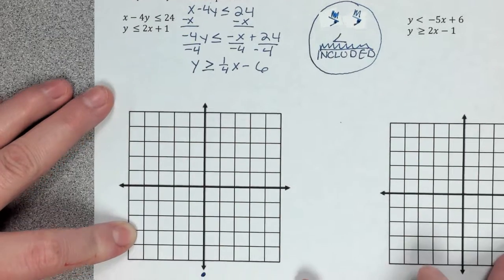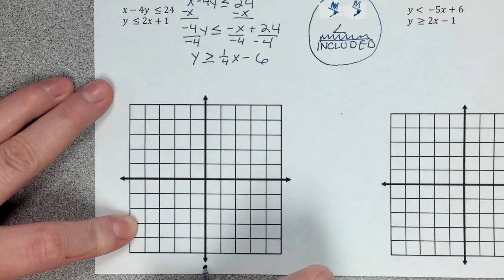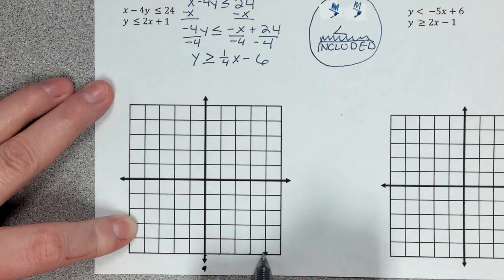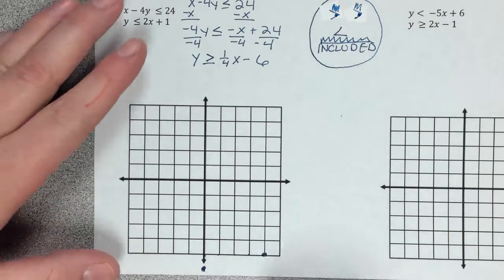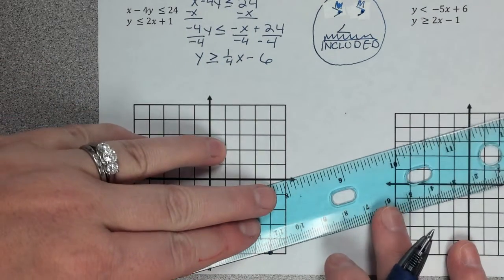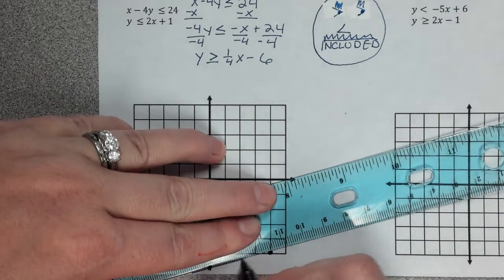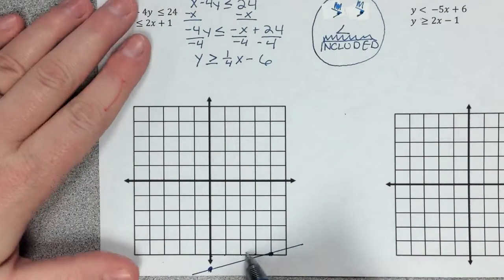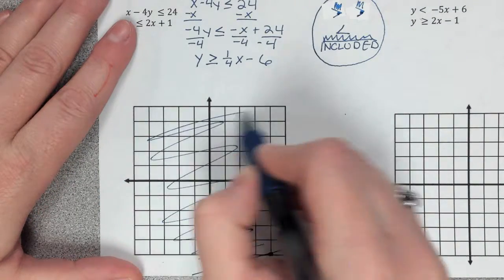Okay, way down here at the bottom, and I'm going to come up 1 over 1, 2, 3, 4. Hopefully I graph above. So my solid line, and I am going to shade above.